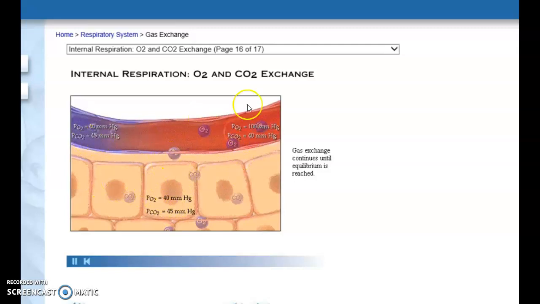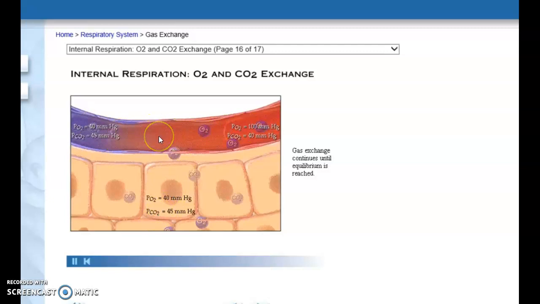And so it does the same thing in the tissues, but it's just that it's moving from the blood. So in this case, oxygen is unloading from the blood. Carbon dioxide is loading into the blood. Remember, and I can't overemphasize this, when we say loading or unloading, it's always in relationship to the blood. Oxygen unloading from the blood, carbon dioxide loading into the blood.